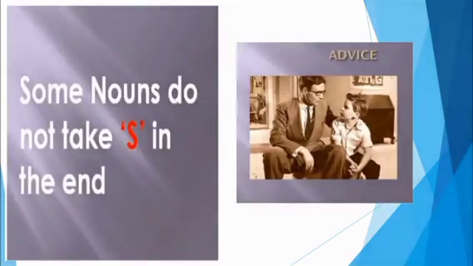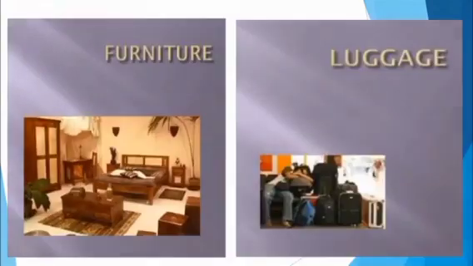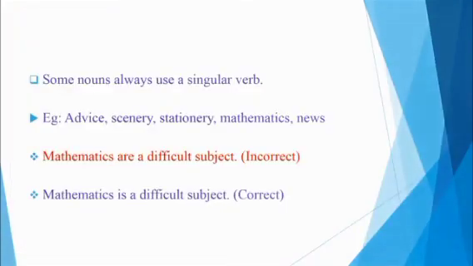Here we are speaking about two boys, so we have to add each in this sentence. Some nouns do not take s in the end. For example, advice, furniture, luggage, etc. Now let's see the rule. Some nouns always use a singular verb. Example, advice, scenery, stationery, mathematics, news.